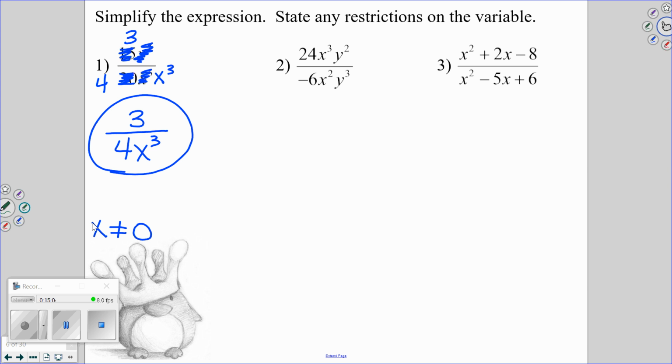So step 1 says to factor. If they're monomials, there's no factoring. Step 2 is your restrictions. Now notice in the denominator you have 2 variables, x and y. Neither one can equal 0, because again, they're all just being multiplied. So being multiplied by 0, you can't have a 0 in there.